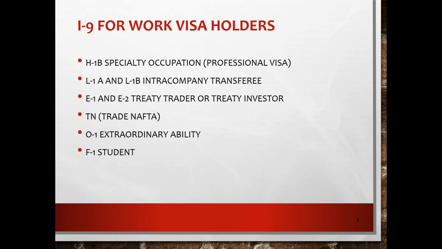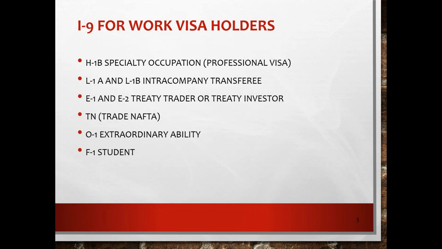So firstly, how do you complete an I-9 for a work visa holder? The work visa holders that I'm talking about are the ones that you see here. These are foreign nationals who have been sponsored by a company, perhaps your company, for a certain type of work visa. We have the H-1B specialty occupation, the most common type of work visa that you're going to see out there. L-1 intra-company transferee visas for multinational companies, E treaty trader and treaty investor visas for foreign national companies, TNs for Mexican and Canadian professionals, O-1 extraordinary ability visas, and F-1 visas.